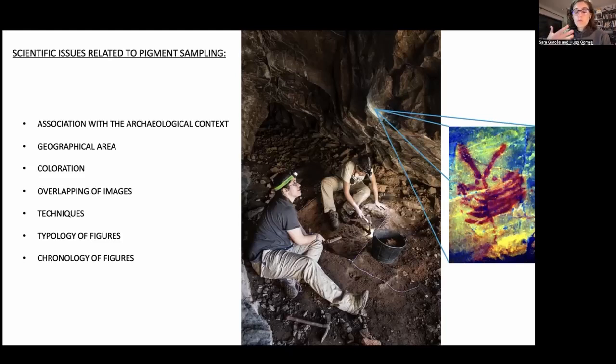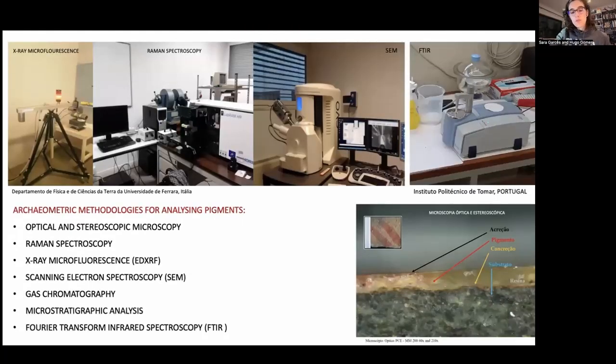So what would be our scientific questions regarding the site? Why do we want to take samples? All these issues, all these parts of the research have to be kept in mind, already helping us to answer our scientific questions. Okay, now I'm going to move to Hugo, who will explain the methodologies.